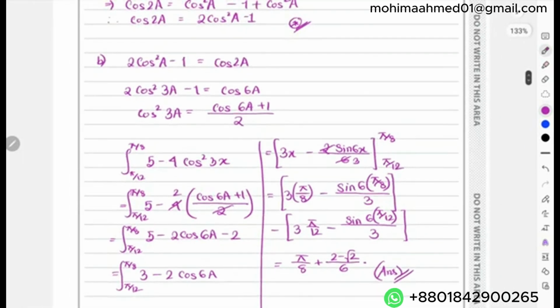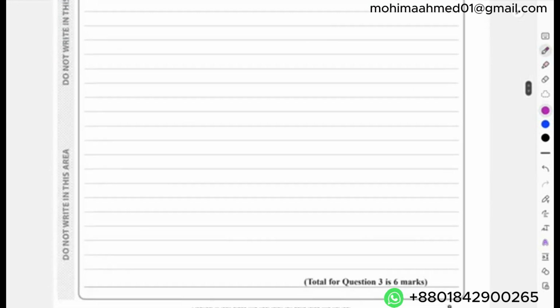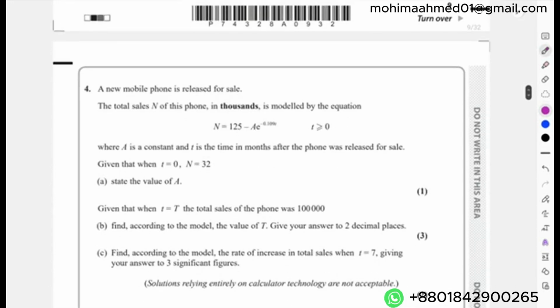So yeah, this is it, the calculative part of your question 3b. I hope it was clear. We'll move on to question 4. A new mobile phone is released for sale. The total sales N of this phone is in thousands and is modeled by this equation.